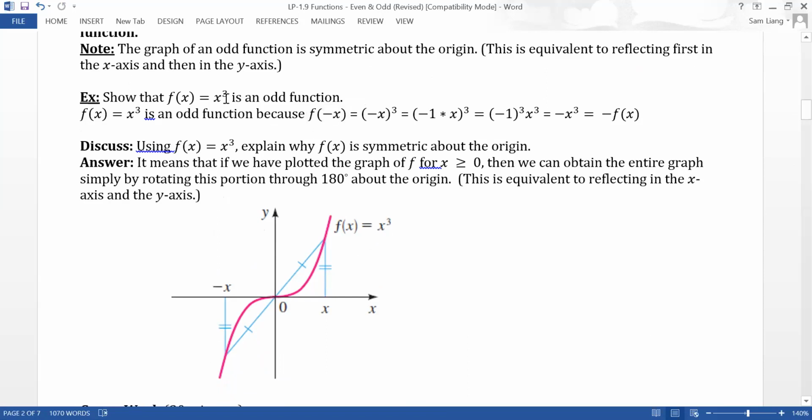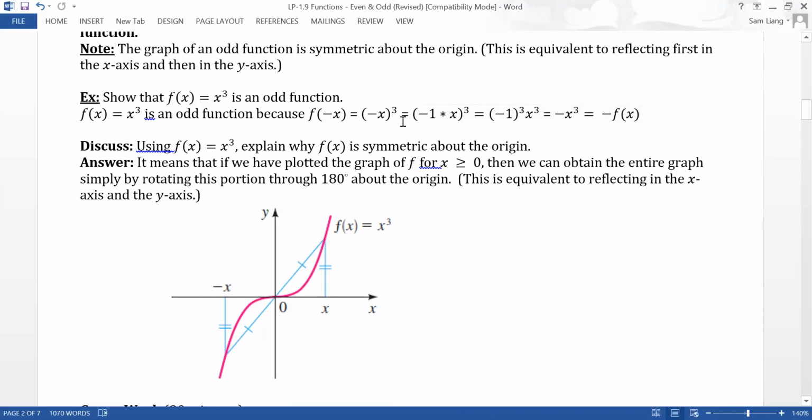So negative x, cubed. You can see negative x as negative 1 times x, just like the last example, and that entire thing is being cubed. Just like the last example, we'll distribute the cube, so we distribute the exponent right there, and then negative 1 cubed is negative 1: negative 1 times negative 1 is positive 1, and then positive 1 times negative 1 is negative 1. Then we'll have x cubed. So negative x cubed, and that will be equal to negative f of x.